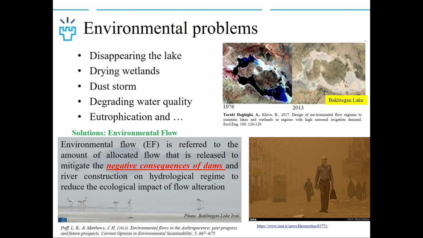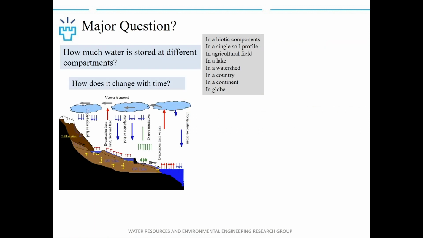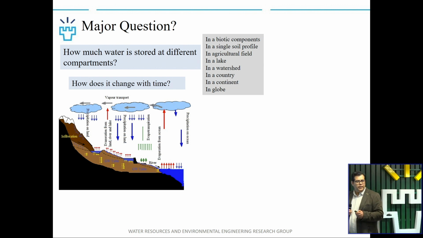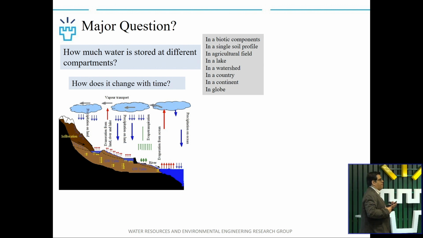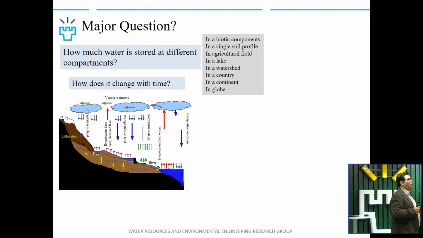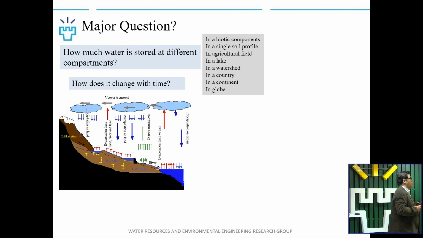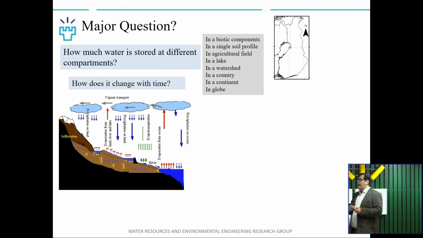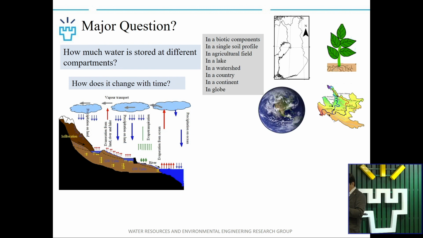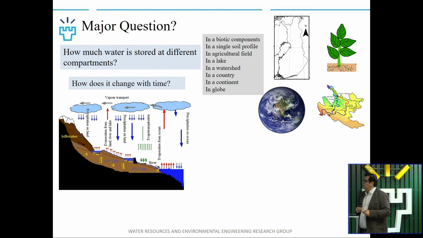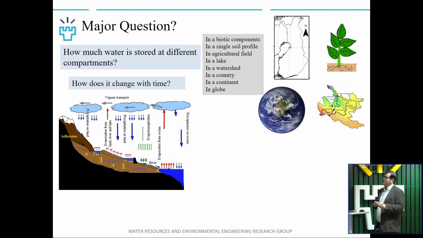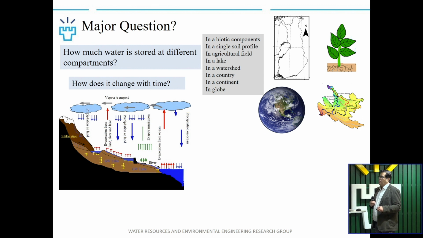It's the concept of environmental flow. But if we want to solve the problem and do good management of water, we need to know how much water is available in the world. The first question, or the philosophy behind monitoring, is how much water we already have in the world. Answering this could concern a single soil profile, a biotic component, or the country, watershed, or global scale.